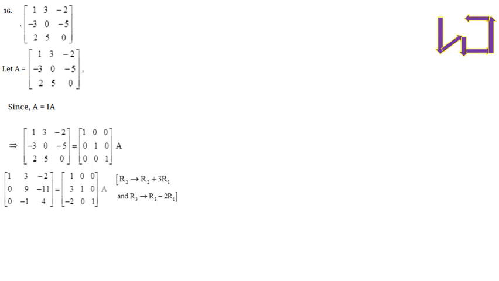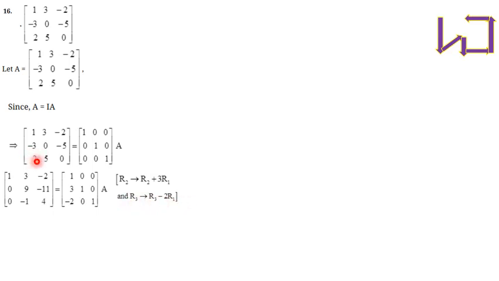After doing the transformation, R1 is not mentioned here, so R1 remains the same, 1, 3, minus 2. Now R2 is changing, R2 plus 3R1. Minus 3 plus 3 into 1 is minus 3 plus 3, that becomes 0. Next, 0 plus 3 into 3 is 9. Next, the R2 element is minus 5 plus 3 into minus 2, that is minus 5 minus 6, that becomes minus 11.